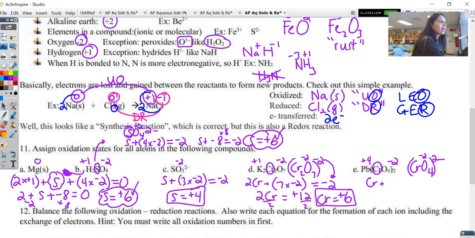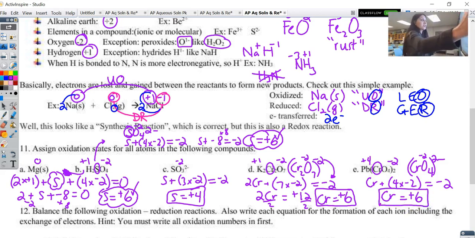So I've got Cr plus 4 times -2, 4 of them times a -2 charge, is all equal to -2 because it's a polyatomic ion. So then I'm going to say Cr plus -8. So I'm going to add the 8 to the other side, which means I'm getting Cr equals +6 again here, okay? So then that would be my oxidation state of the chromium in both of those situations.